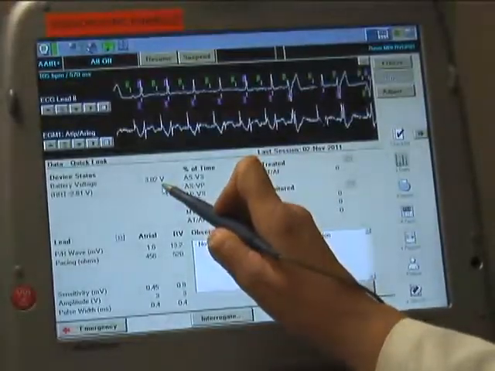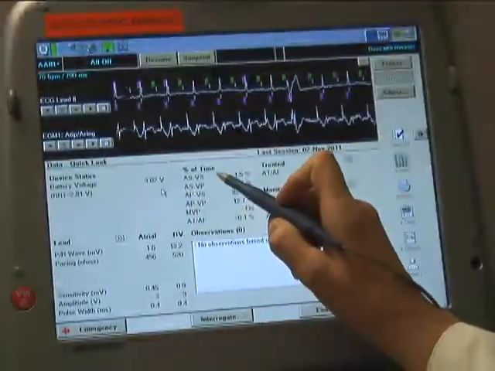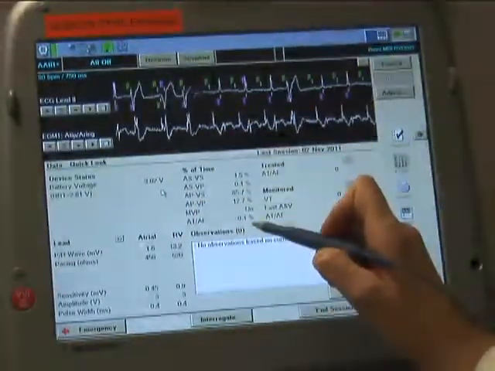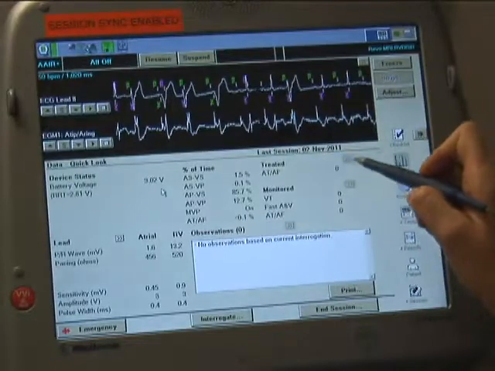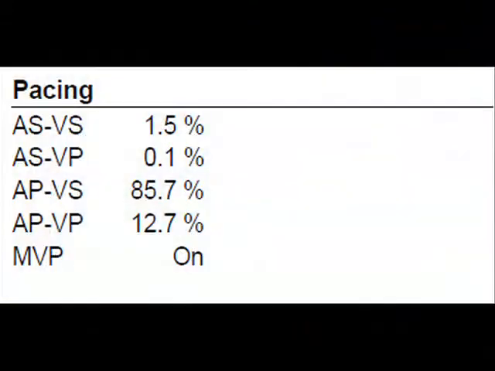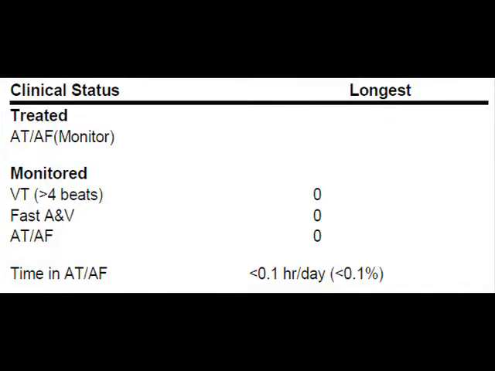Evaluate the data on the startup screen. This includes battery voltage, percent of time pacing, and arrhythmic episodes. This information can also be obtained on the printout for percent pacing and for arrhythmic episodes, called clinical status here.